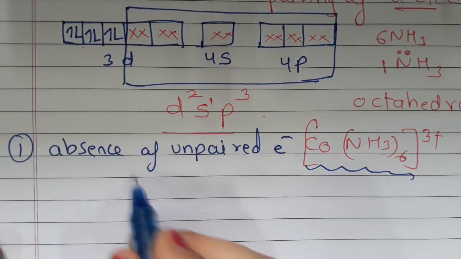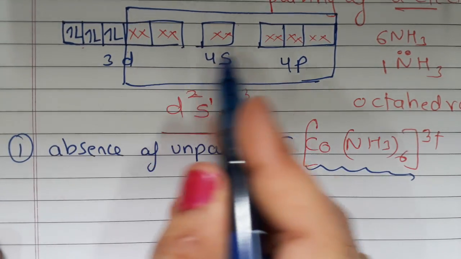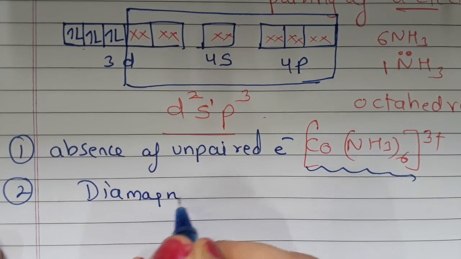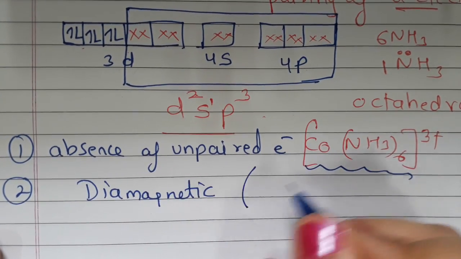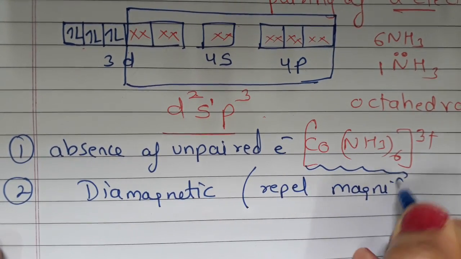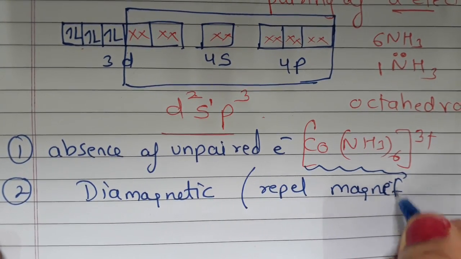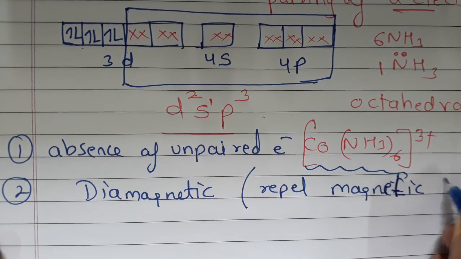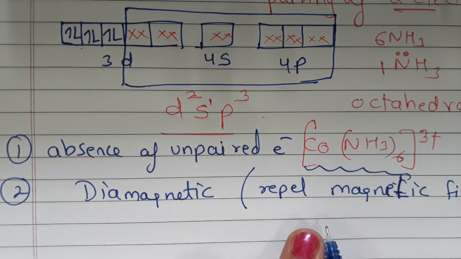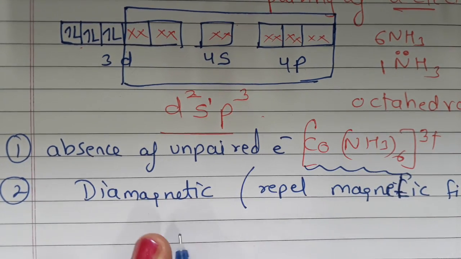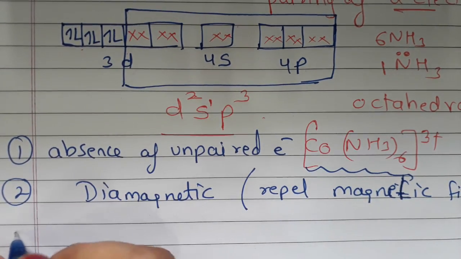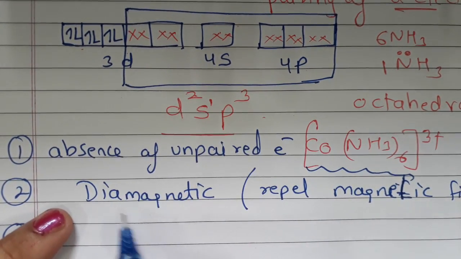Now because there is no unpaired electron, what will happen? This particular complex is diamagnetic. What does it mean? That it is going to repel the magnetic field. If this complex is brought into the magnetic field, what will happen? It is going to repel that field because there is no single electron. So it is diamagnetic in nature.